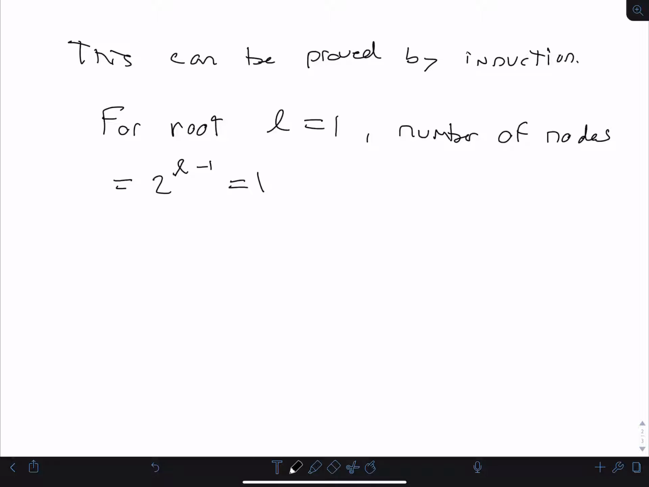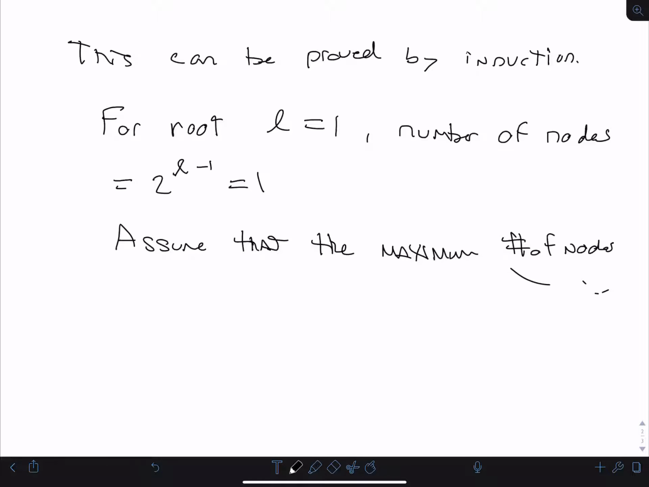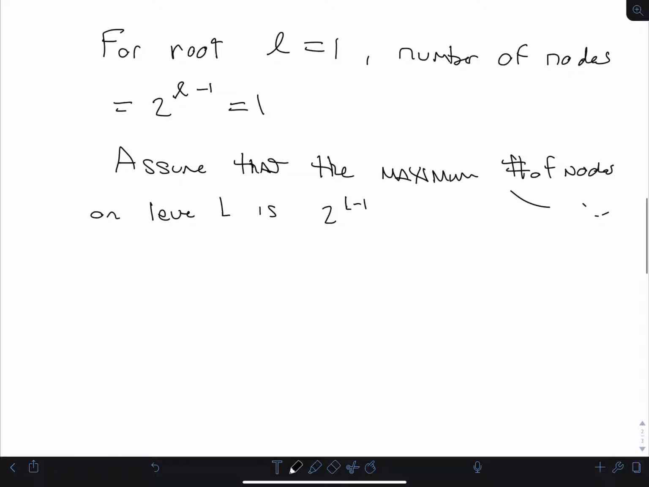Sorry about that. Okay. So we're going to assume that the maximum number of nodes on a level L is 2^(L-1). This is our assumption, okay? And in fact, I'll put it like that so it's easier to read. That's our assumption in the proof. We're assuming that the number of nodes on level L is 2^(L-1).